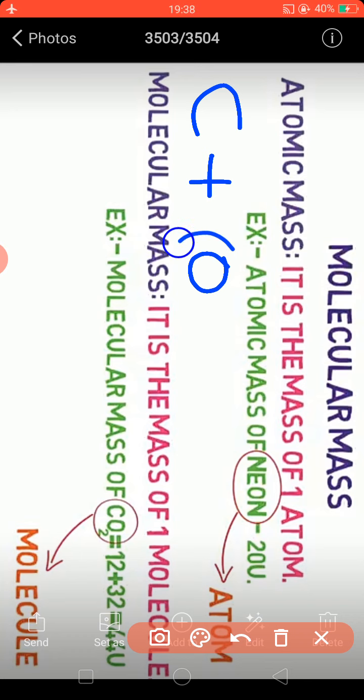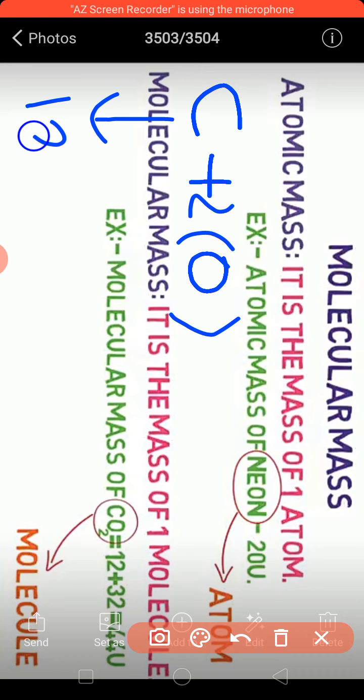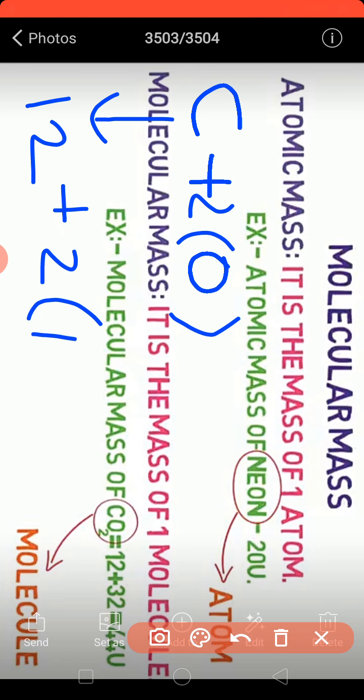So 2 atoms of oxygen are present. It means we have to add the mass of carbon, that is 12, plus 2 multiplied by that of oxygen, that is 16. You need not worry that you haven't learned these masses. These are already given in the table. You can learn them from there. So simply you have to add: 12 plus 16 into 2, that is 32. So 12 plus 32 is equal to 44 units. In this way you will get your answer.